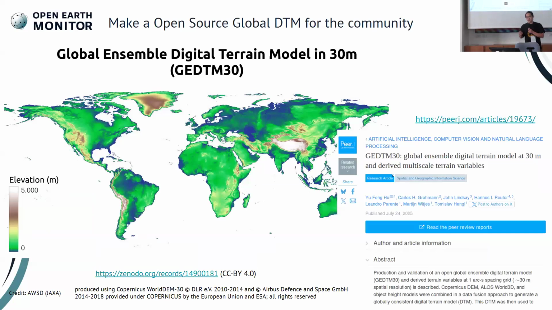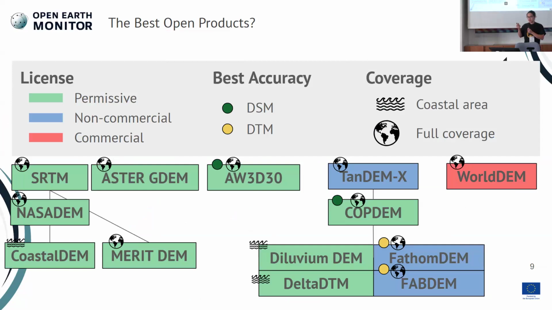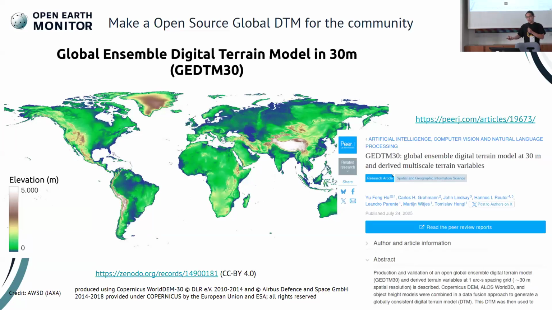So that's why we created this global ensemble digital terrain model at 30-meter resolution, and here's the publication. It was just published two months ago, I believe, when I was on holiday. This model assembles different digital surface models, the AW3D30 and the Copernicus DEM. These two open data sets can be derived into another permissive license that doesn't require any extra charging or licensing issue, and you can alter the license however you like.